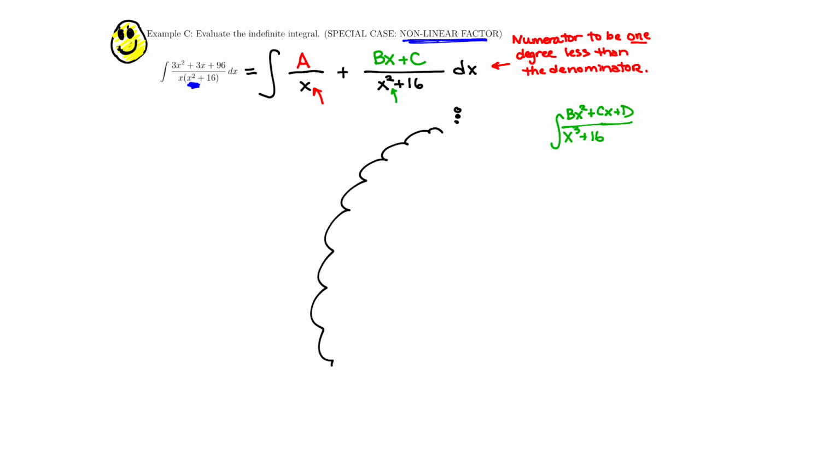All right, so here we go. What are we going to do? We've got a over x plus bx plus c over x squared plus 16. You got to make them equal. Guys, get me some values for a, b, and c.